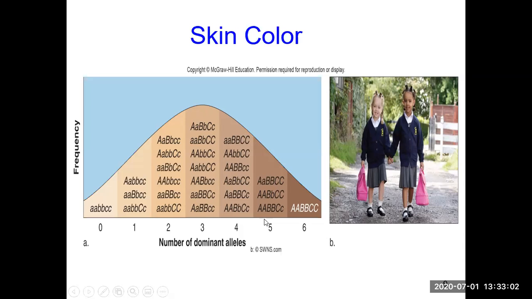As soon as a person has a dominant A, B, and C, that means at least one capital A, one capital B, and one capital C, the skin color gets darker. And the more the number of recessive alleles, so an individual with all small a's, small b's, and small c's has the lightest skin color. So all possible combinations of these three genes would give rise to this wide range of skin color.